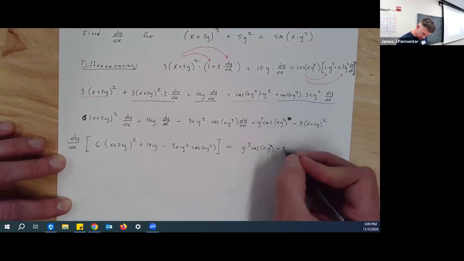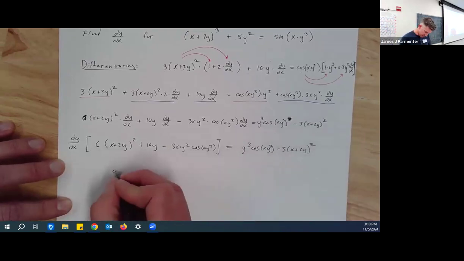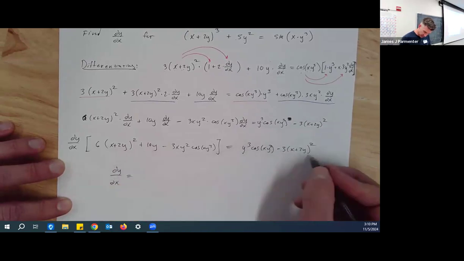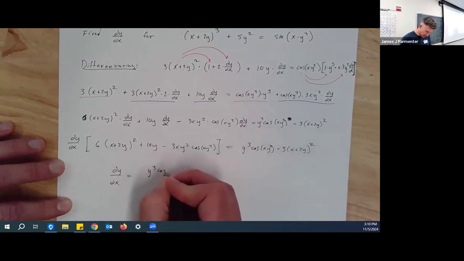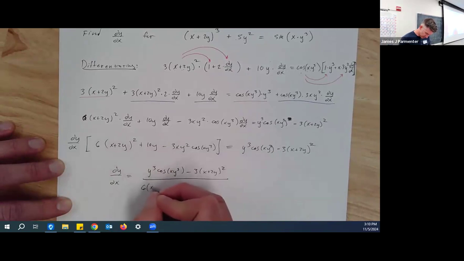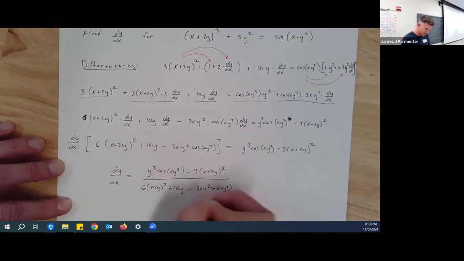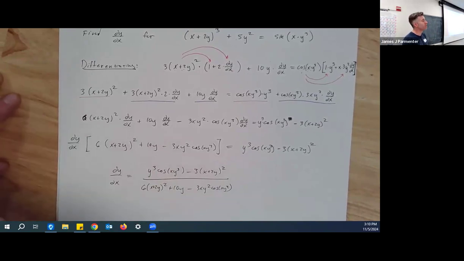And then we have minus 3 times (x plus 2y) squared. Finally, divide by all of that to get dy/dx equal to this numerator, y cubed cosine of xy cubed minus 3 times (x plus 2y) squared, divided by that terrible denominator, 6 times (x plus 2y) squared plus 10y minus 3xy squared cosine of xy cubed. So they can be really gross. This is probably more gross than you will realistically see, but it's good to see something that's really gross sometimes.